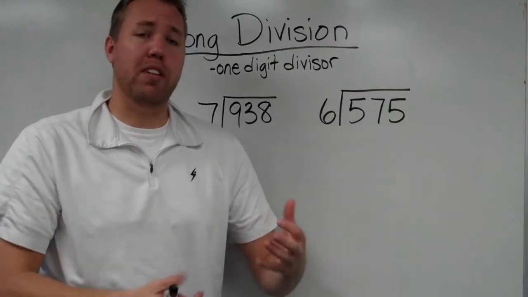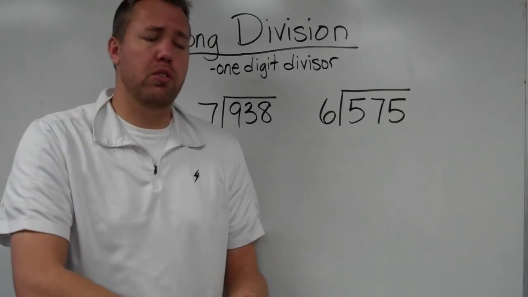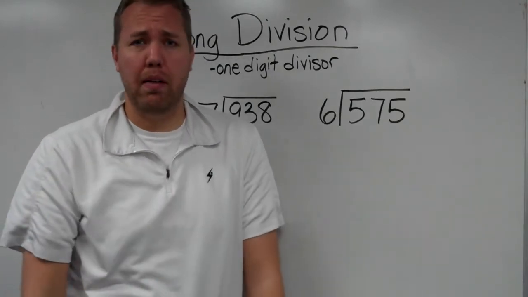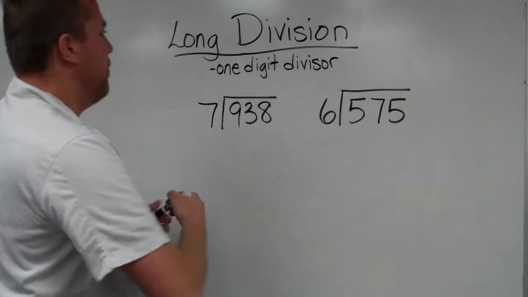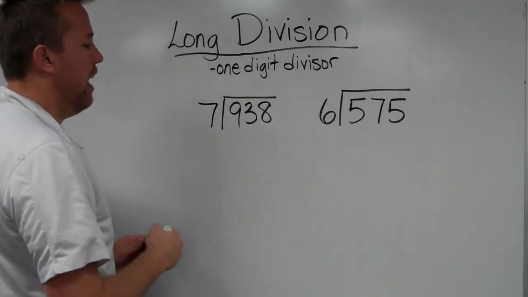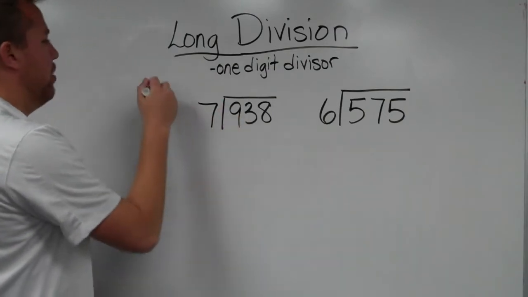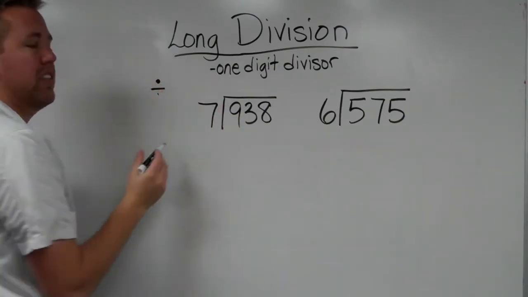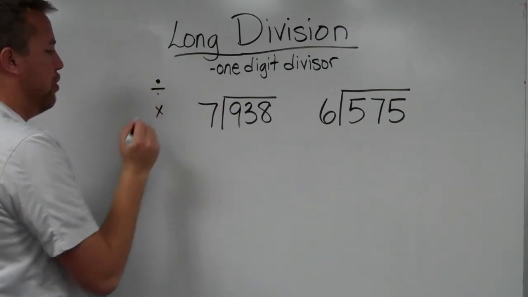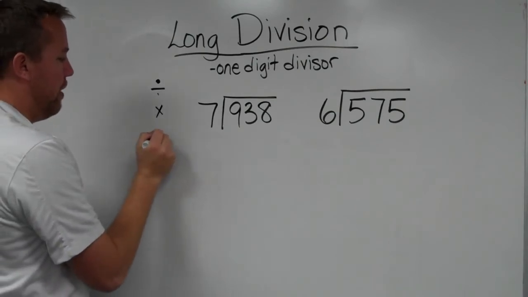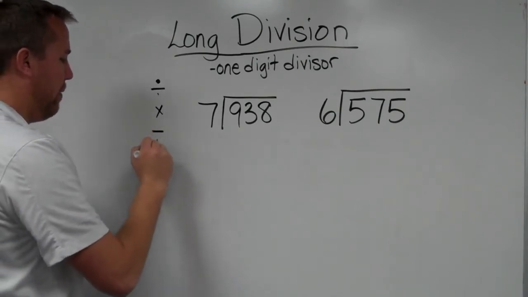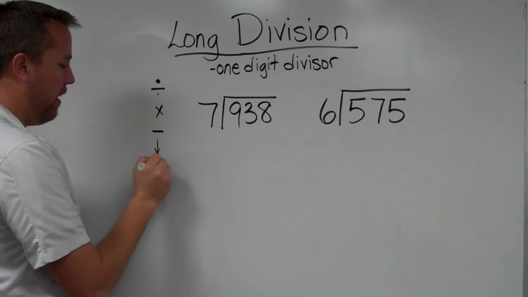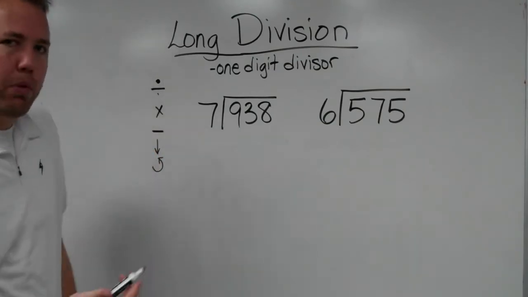Okay, so with long division, it's an algorithm. That means we can follow this same process to complete any division problem that we ever come across. The set of rules, basically. And there are just a couple. The first step is division. The second step is multiplication. The third step is subtraction. The fourth step is to bring down. And the fifth step is to just repeat the process.